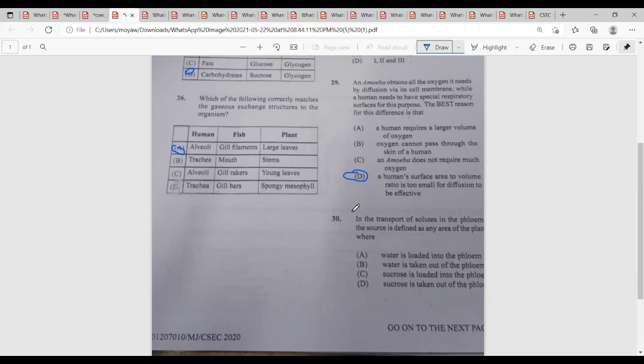So now 30. In the transport of solutes in the phloem, the source is defined as the area of the plant where, so we have A, water is loaded into the phloem. B, water is taken out of the phloem. C, sucrose is loaded into the phloem. D, sucrose is taken out of the phloem. So if we're talking about the source, then it has to be C, sucrose is loaded into the phloem.